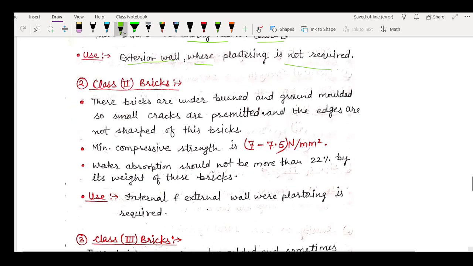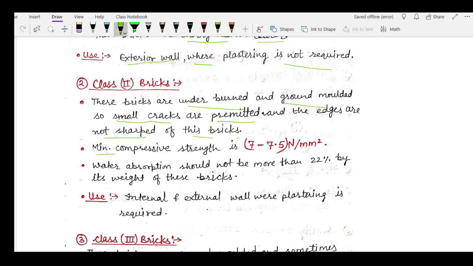Second, class 2 brick. These bricks are under burnt and ground molded. These are the bricks which are formed when the temperature is low as compared to the first class brick, so small cracks are permitted and the edges are not sharp. Means it is not as sharp as the first quality brick.